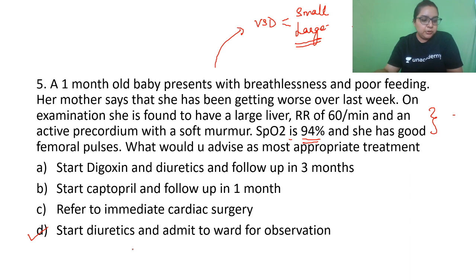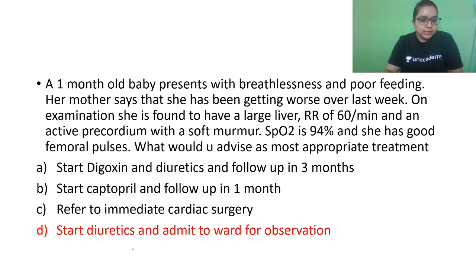You just observe the hemodynamic status of the child and what happens, some of the VSDs do not need any intervention, correct? The small VSDs, they'll close by itself. The large VSDs also, you just have to give medical management and that's it. So the correct answer is D over here, that is start diuretics and admit to the ward for observation. Is that clear?